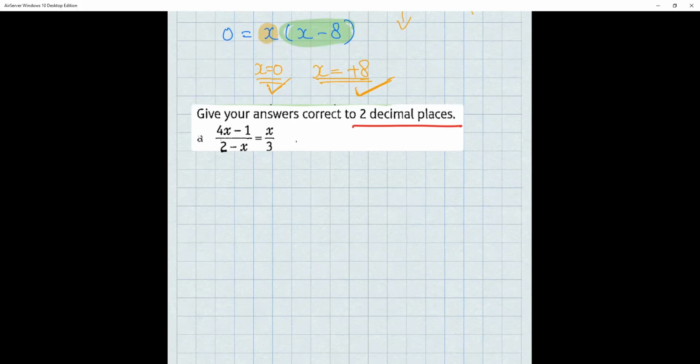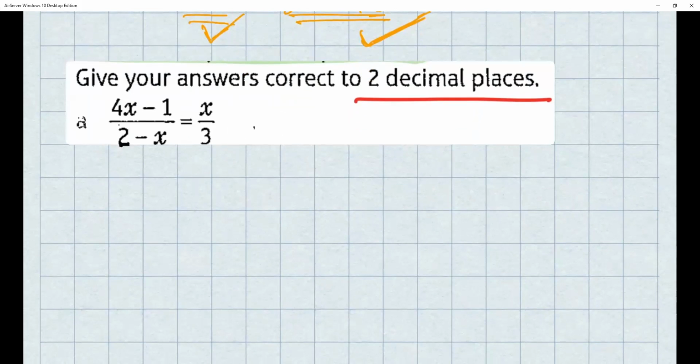Okay, right. Who wants to join me with this question? Put your hand up just next to your name, please. Don't shout out. Put your hand up. Okay, Ibrahim, come on, join me on this question. Please, everybody else stay muted, please. Please make sure you're muted. Okay, give your answers correct to 2 decimal places now.